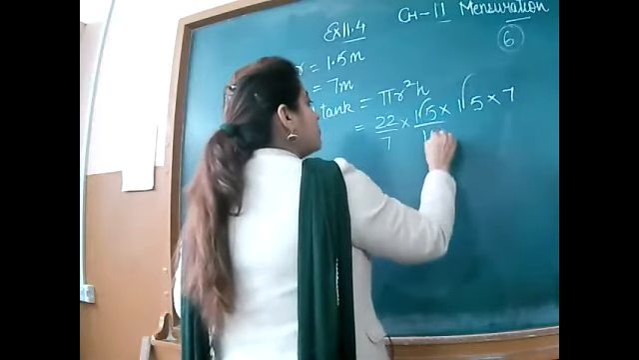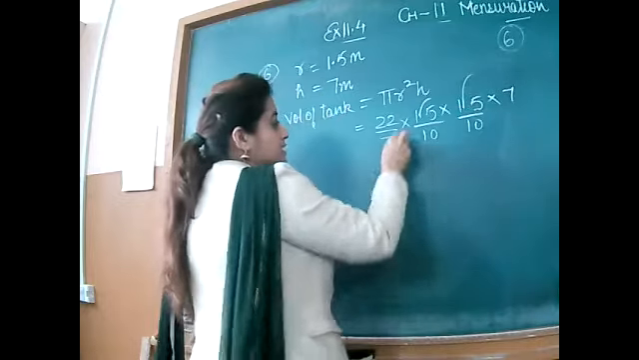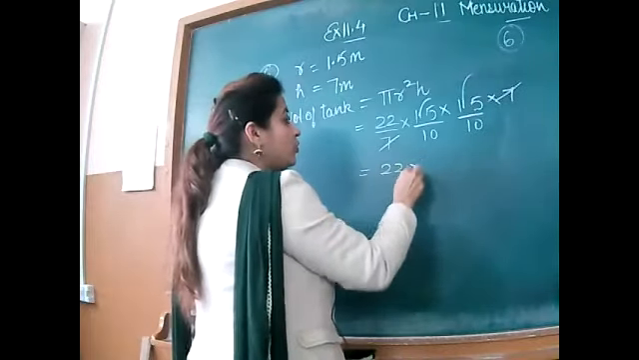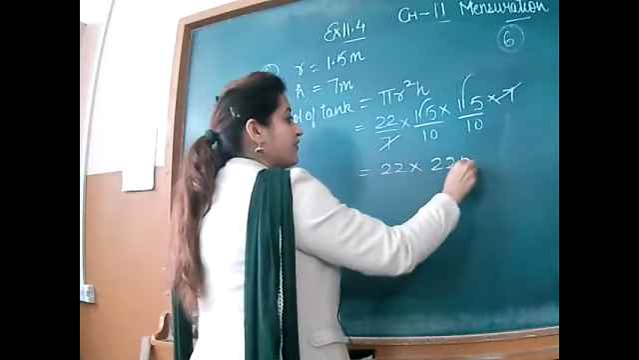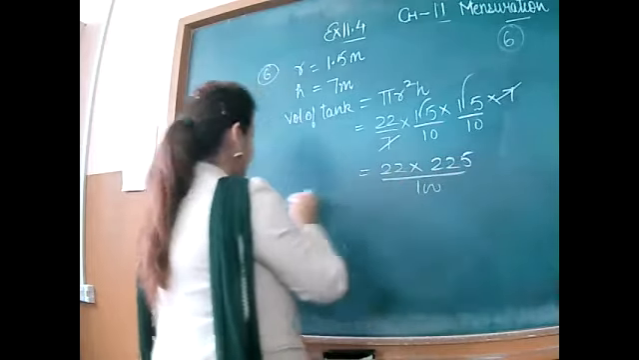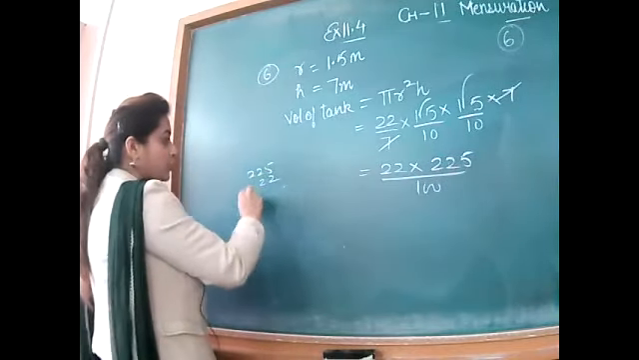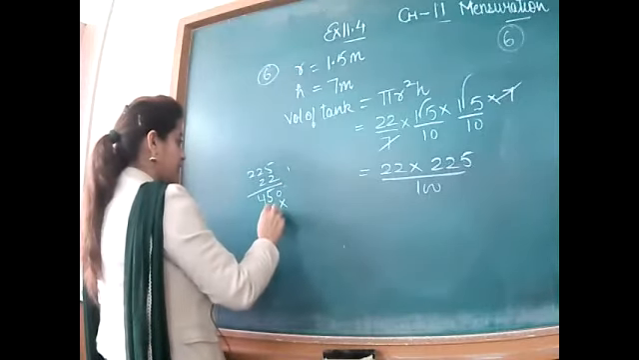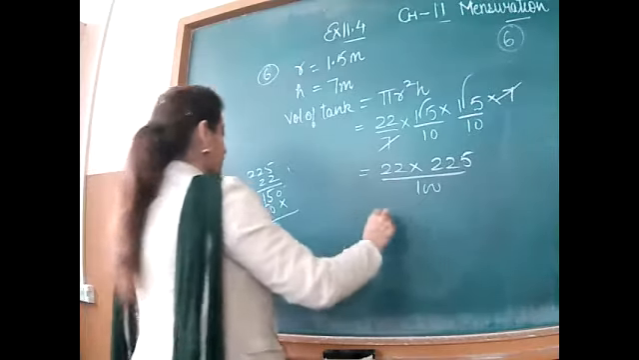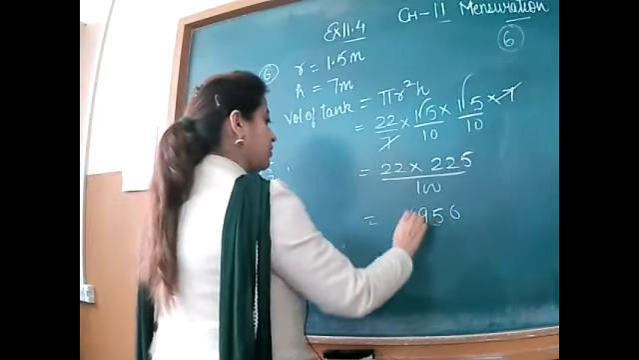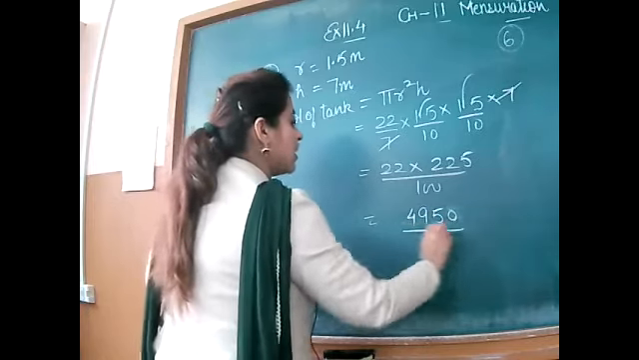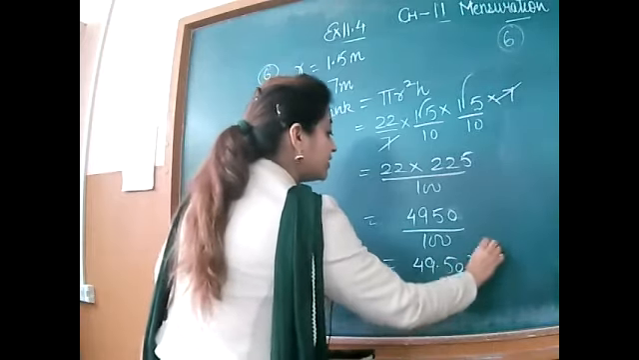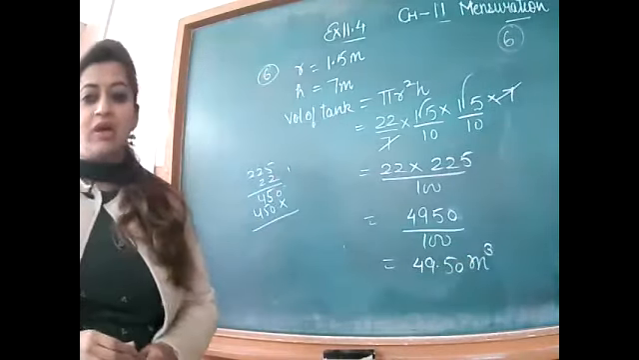Remove the decimal, that will give you 10, 10. 7 will cancel out. Just multiply 22 by 15 into 15, which is 225, upon 100. Now multiply 225 with 22. This you will get as the answer upon 100. So that is 49.50 meter cube, the volume of the tank.